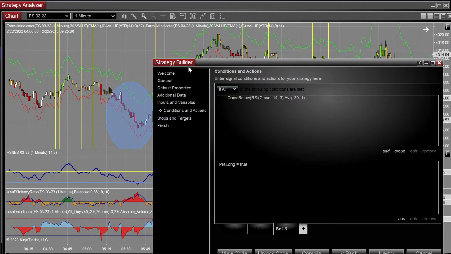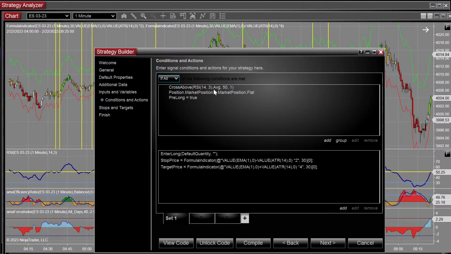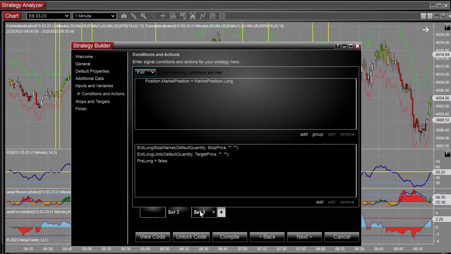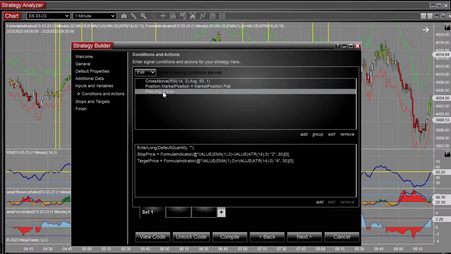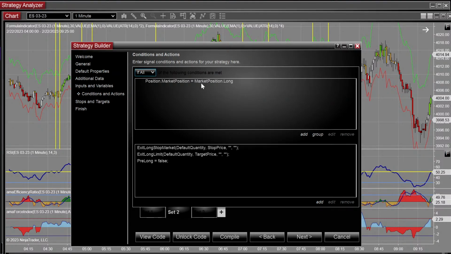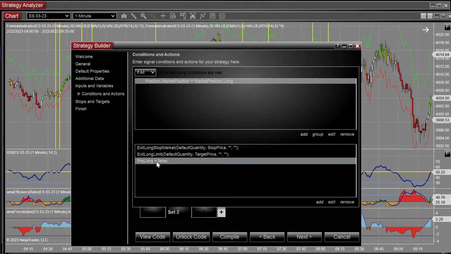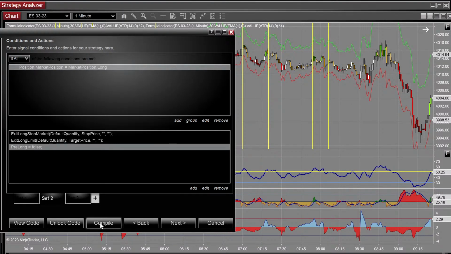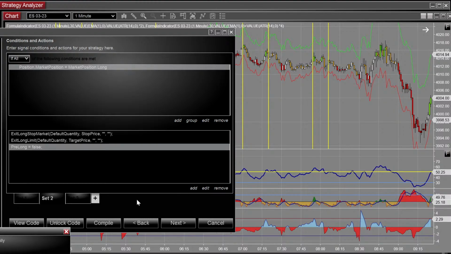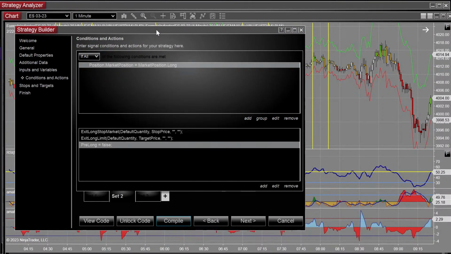To quantify something that happened before our trigger occurs, we made a new set, cross below 30. That's what we want to see happen before the trigger. Set a variable to true, add that variable to our original set, and then on our set 2, where we're long, we set it back to false.